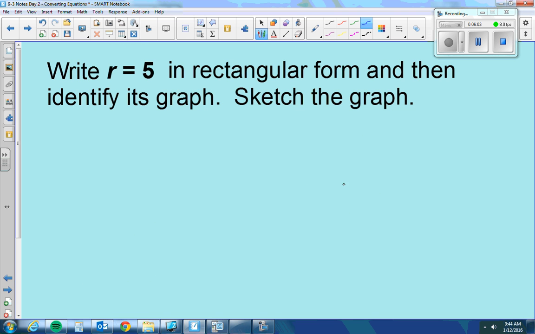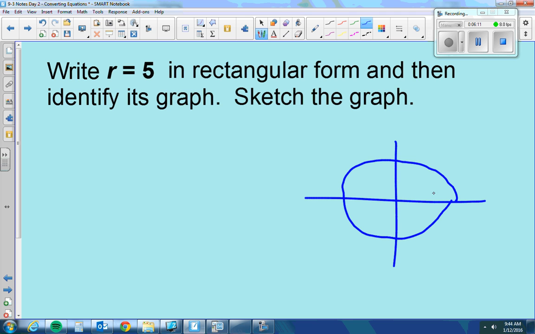This one, what is it? What shape? A circle centered at the origin, or at the pole, with the radius of 5, right? Not sure? Yes? I know what sure means. Not thinking. Now, look, we're trying to get rectangular.